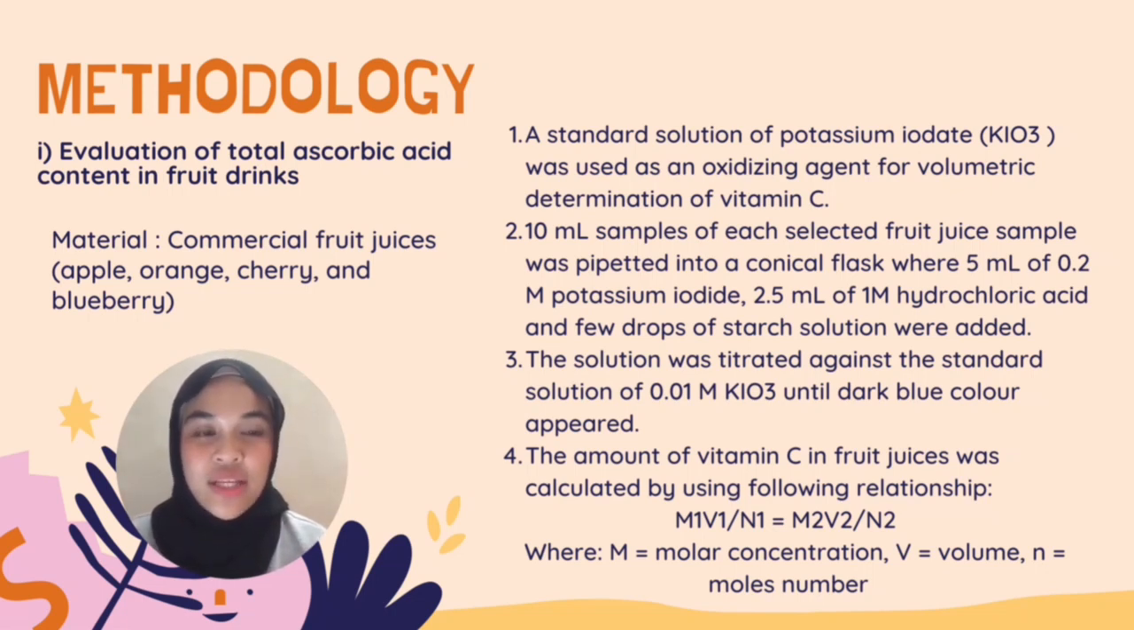Number 1. A standard solution of potassium iodate KIO3 was used as an oxidizing agent for volumetric determination of vitamin C. 2. 10 ml samples of each selected fruit juice sample was pipetted into a conical flask where 5 ml of 0.2 M potassium iodide, 2.5 ml of 1 M hydrochloric acid and a few drops of starch solution were added. The solution was titrated against the standard solution of 0.01 M KIO3 until dark blue color appeared. The amount of vitamin C in fruit juices was calculated by using the following relationship, which is M1V1 over N1 equal to M2V2 over N2, where M is molar concentration, V is volume, and N is moles number.